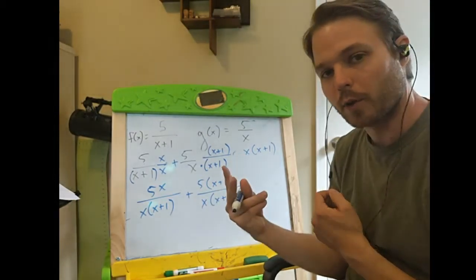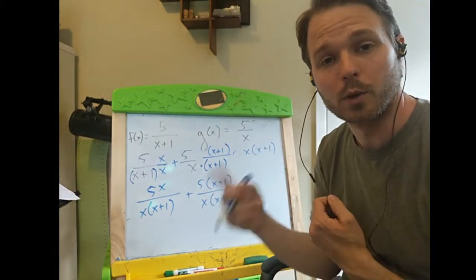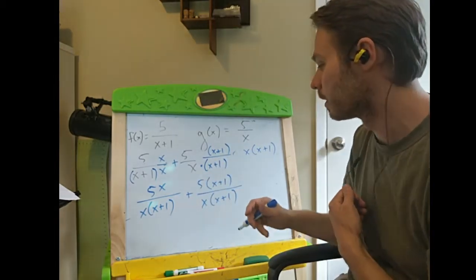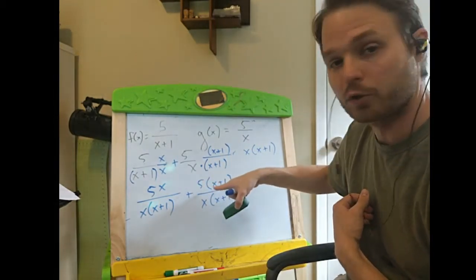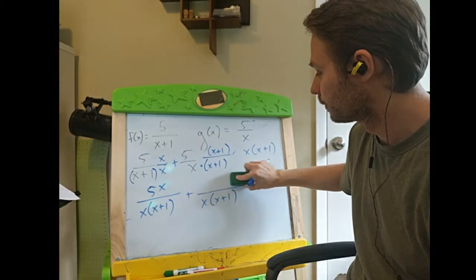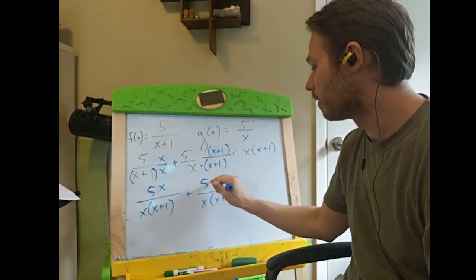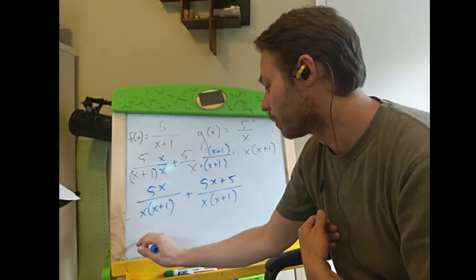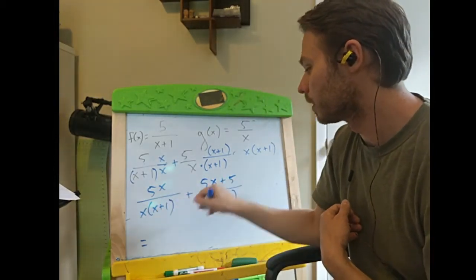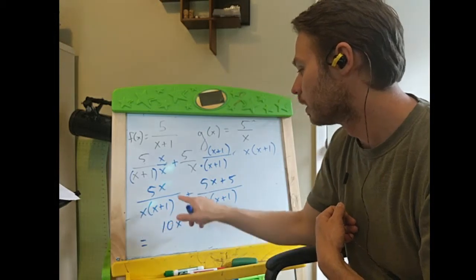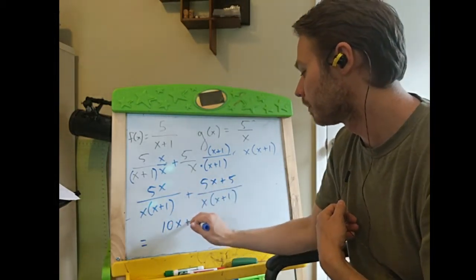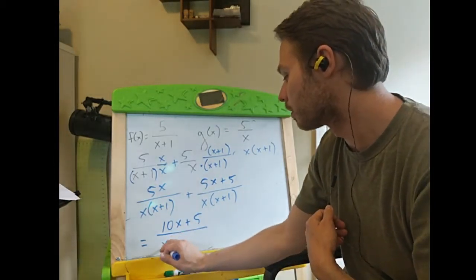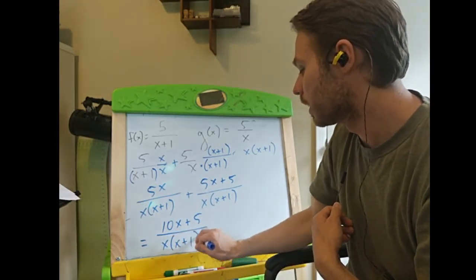Now I've got two fractions. They have common denominators, so I'm good to go in that regard. That means I can add the numerators and leave the denominator the same. Now I'm just going to go ahead and distribute out the 5. So this will be 5x plus 5, just to save us a little work. And now when I add these, I get 5x plus 5x, that's 10x, and then plus 5, so that's 10x plus 5 over, and then the denominator, I'm just going to get x times x plus 1.